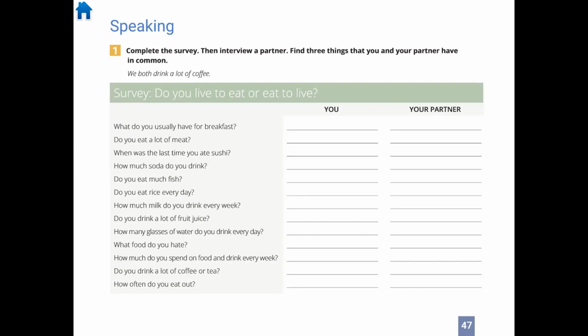You can change your answer. This is just an example, okay? Please change it. Number 2, do you eat a lot of meat? Answer, yes, I do. I eat meat 4 times a week. Again, please change it for you. Number 3, when was the last time you ate sushi? Answer, the last time I ate sushi was 2 weeks ago. Again, change the answer for you.